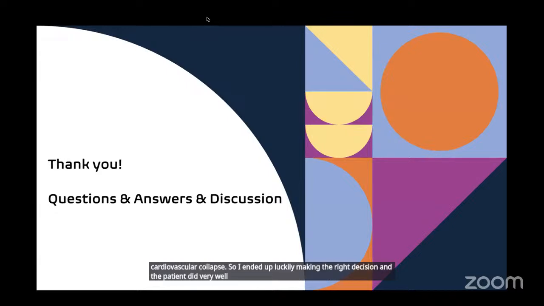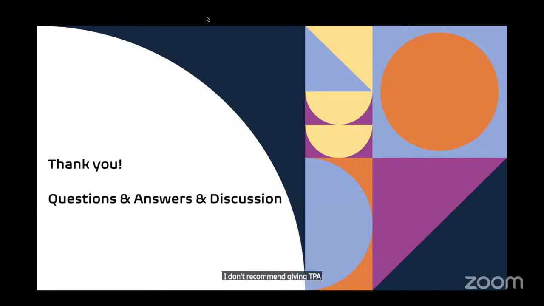But being in the middle of surgery and pushing TPA is not usually recommended. So I think Dr. Comiskey's point is incredibly valid. Although we have these lists of contraindications, we do need to do what's best for the patient in each individual situation. So I don't recommend giving TPA during surgery, but in that instance, it was appropriate.